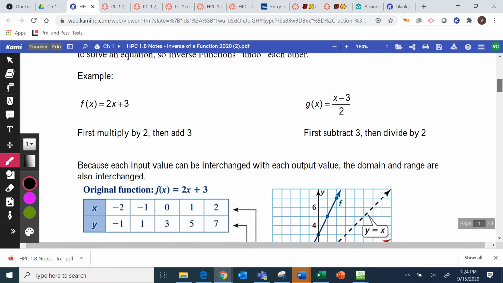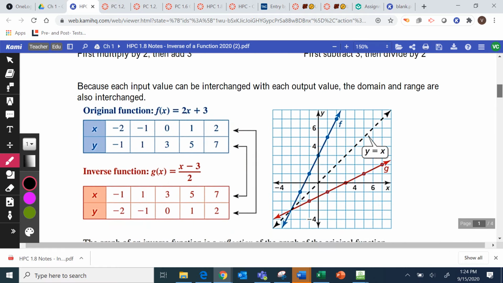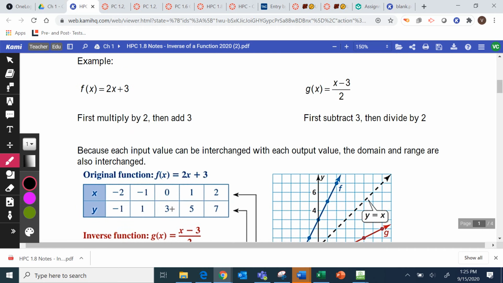The next is an example, which you don't have to do anything with, just look at it. The example is the equation f of x equals 2x plus 3. If I were going to put a number in for x, I would first multiply that number by 2, then I would add 3. This g of x is the inverse, which we would write as f inverse of x, but this book used g of x because it's another equation: (x minus 3) over 2. If I were to plug something in for x, the first thing I would do would be subtract 3, and then I would divide that whole thing by 2.